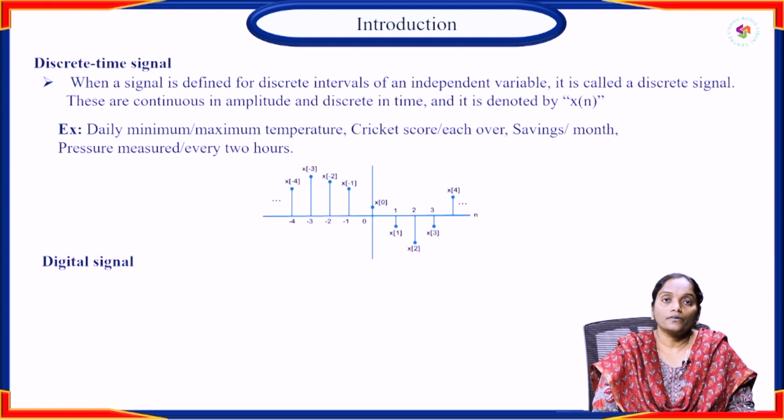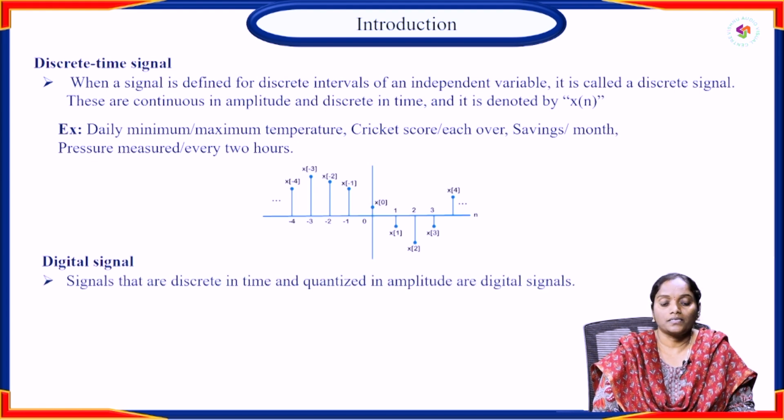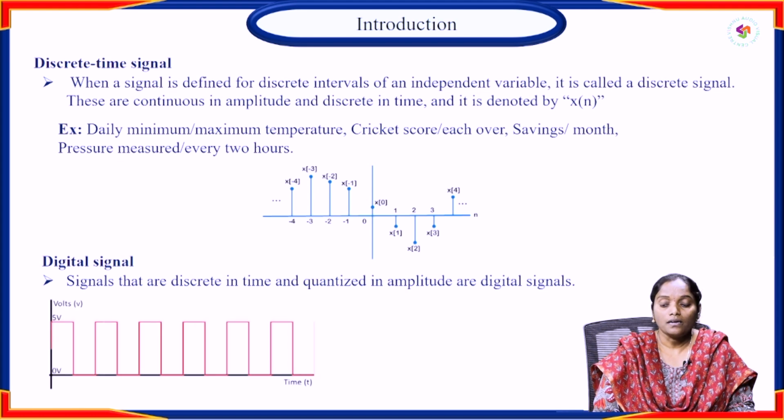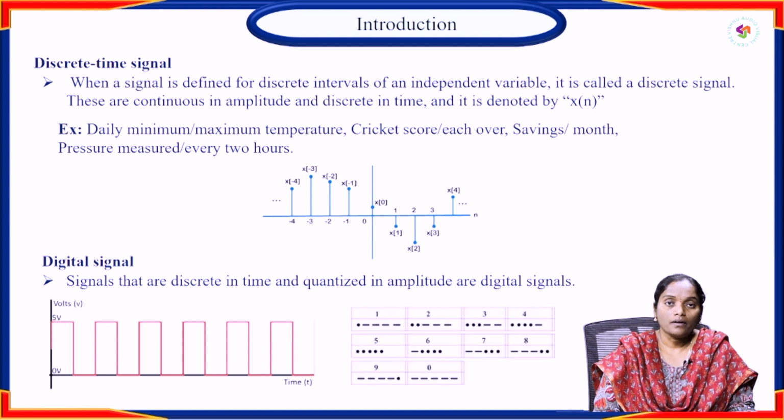And the third category of signals is the digital signal. Digital signals are discrete in time as well as quantized in amplitude. That means the amplitude is not continuous here; it is the quantized version of your continuous amplitude. So we can say digital signals are discrete in time and quantized in amplitude. The examples for the digital signal are the binary signal and Morse code.